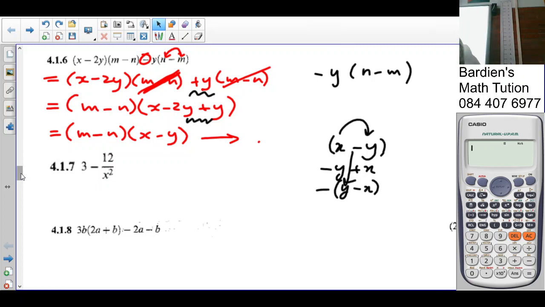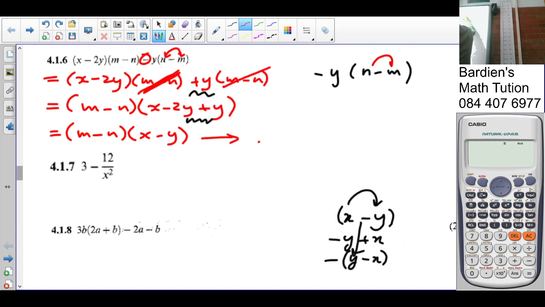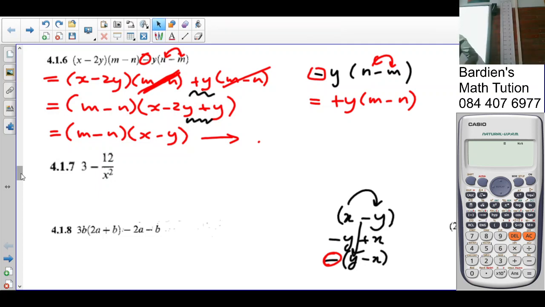So if we take that into account here, and I swap this around, the negative must come out. That negative that comes out times this negative becomes a positive. You understand? Hence, this here, swap it around, a negative comes out, making that negative a positive. You understand? And that is why that has to be positive.